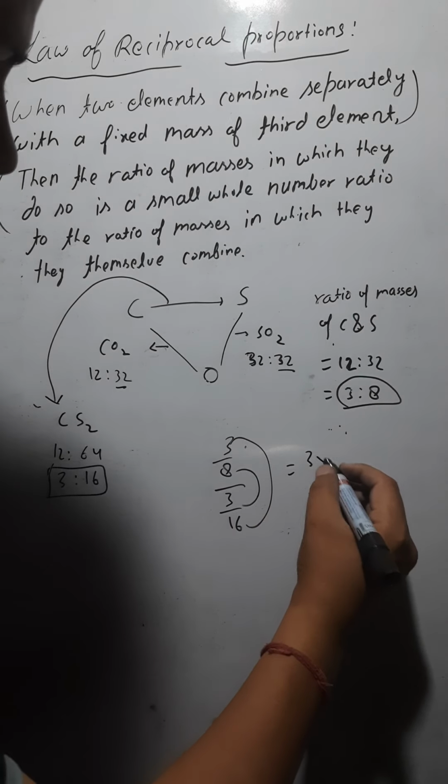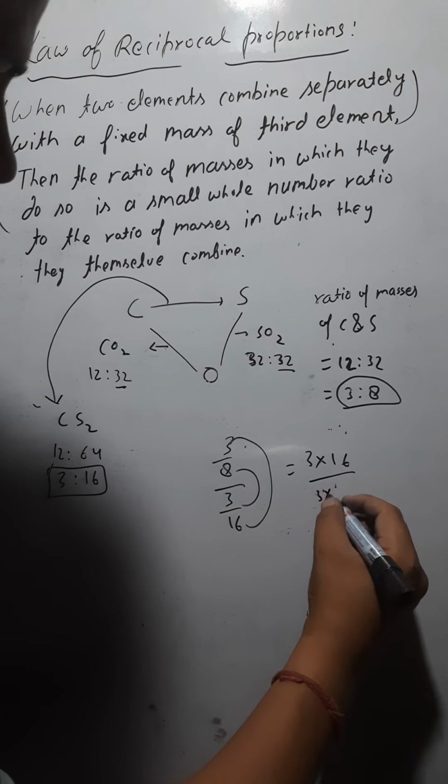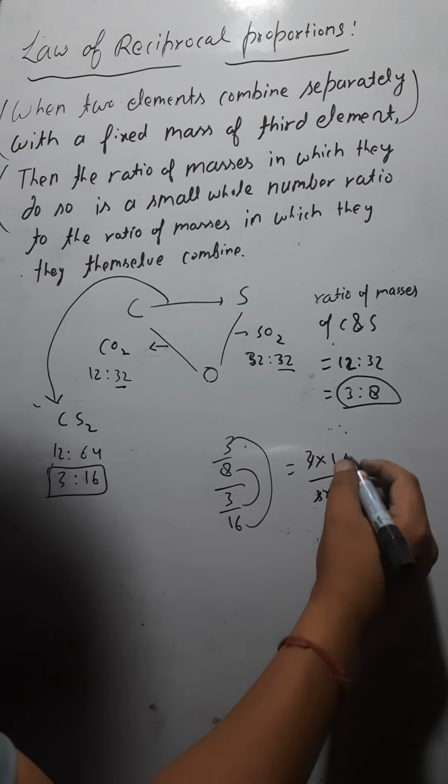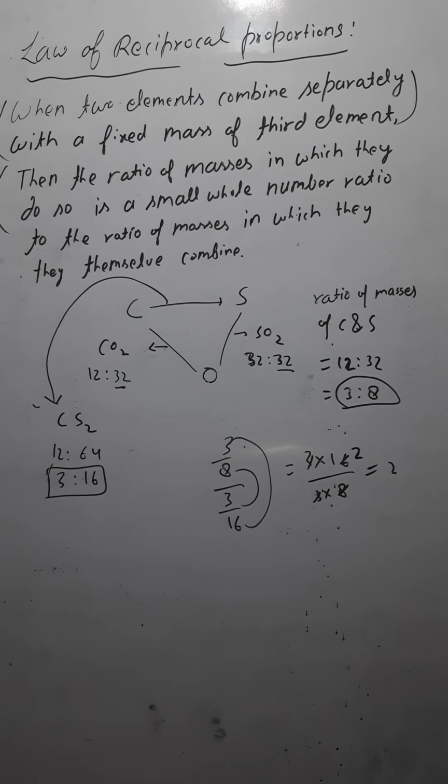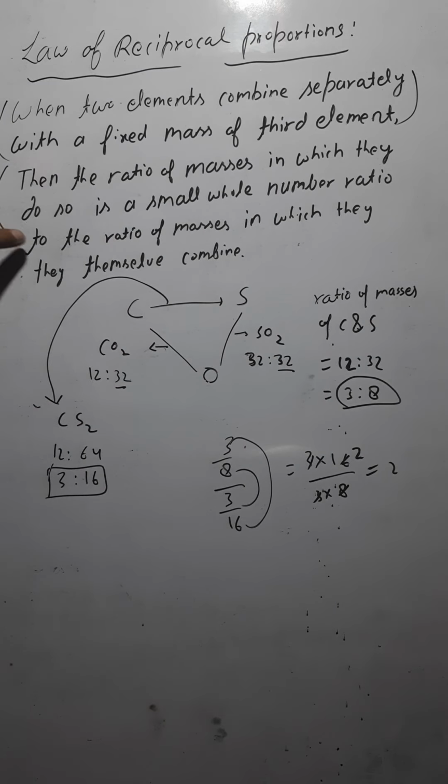So it would be 3 multiply 16 divided by 3 multiply 8. 3 and 3 would cancel. So you are getting a whole number. Getting it or not? Yes. So this is the law. So you would be getting a whole number.